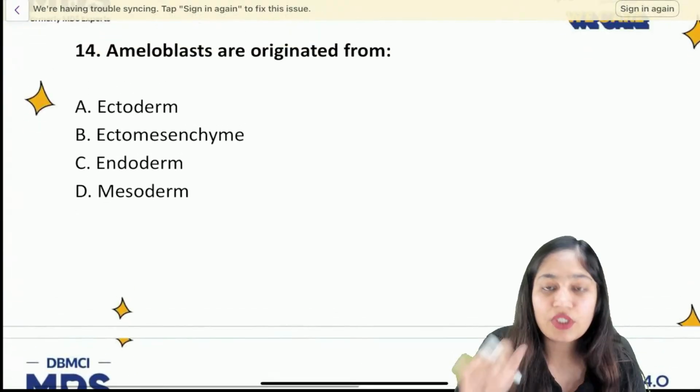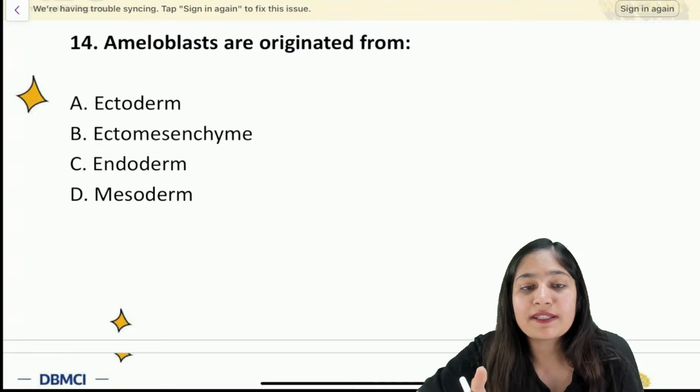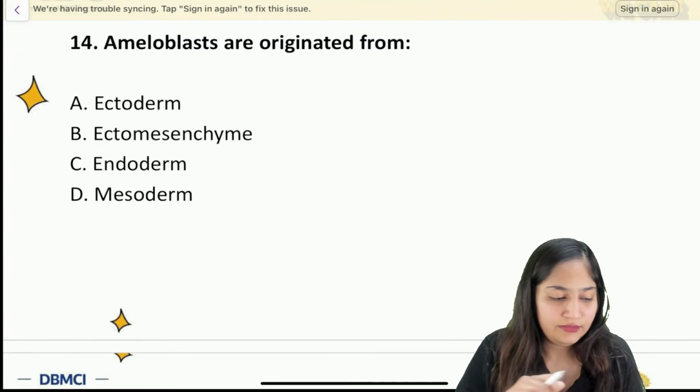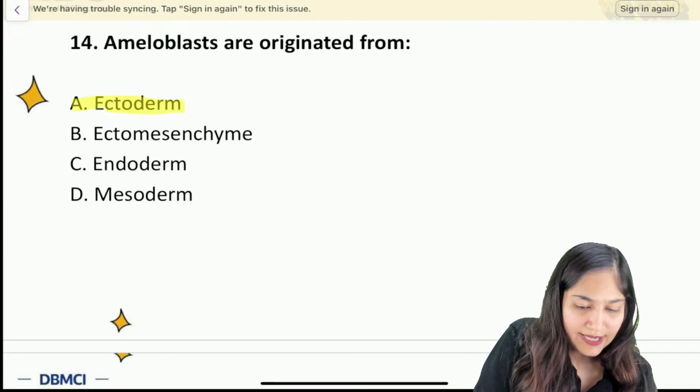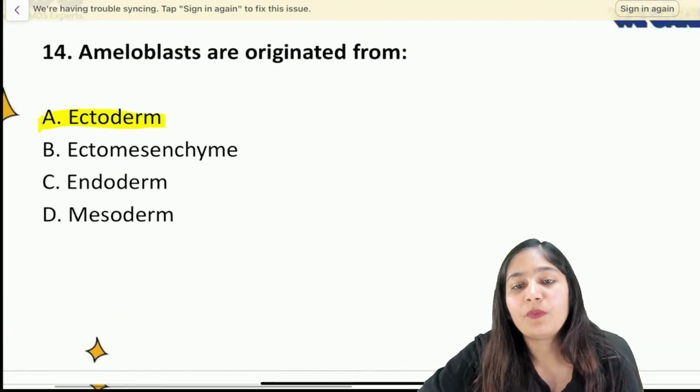Coming to our next question. Ameloblasts originate from ectoderm, ectomesenchyme, endoderm or mesoderm. What is the correct answer here? Yes, ectoderm is the correct answer here. Why ectoderm?